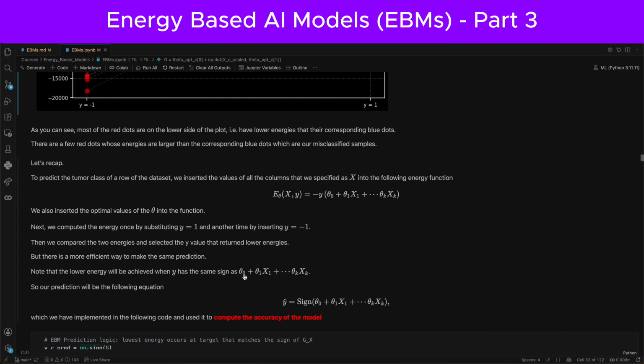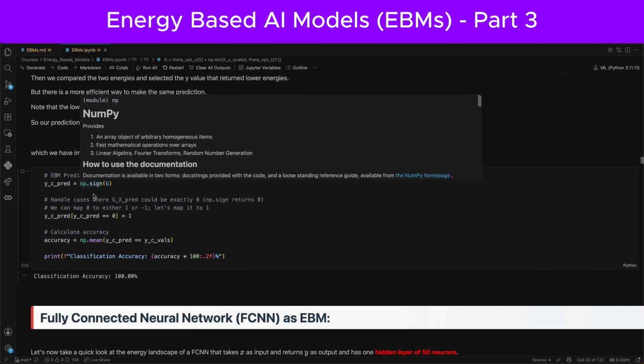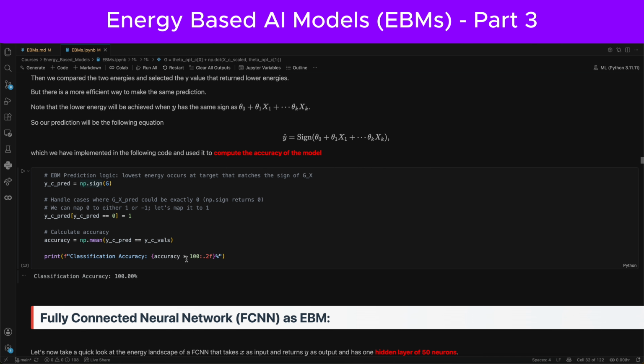Note that the lower energy will be achieved when y has the same sign as the weighted sum of the rest of the columns. So our prediction will be the following equation, which we have implemented in the following code and used to compute the accuracy of our EBM model. As you can see, the accuracy turns out to be 100%. Note that I trained and tested the model on the same dataset, which was to keep things simple. In a practical use case, we need to split the dataset into train and test.